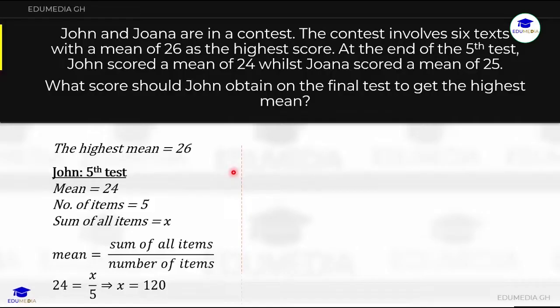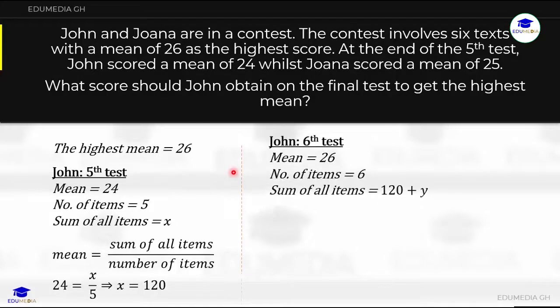At the final test, that's the sixth test, the mean John is supposed to get is 26. We are aware of that because that's the highest mean. The number of items that should give John 26 is 6 items. Also, the sum of all items, everything that John has done put together, should give him a figure. At the moment, we know that all his 5 items come together to give him 120.